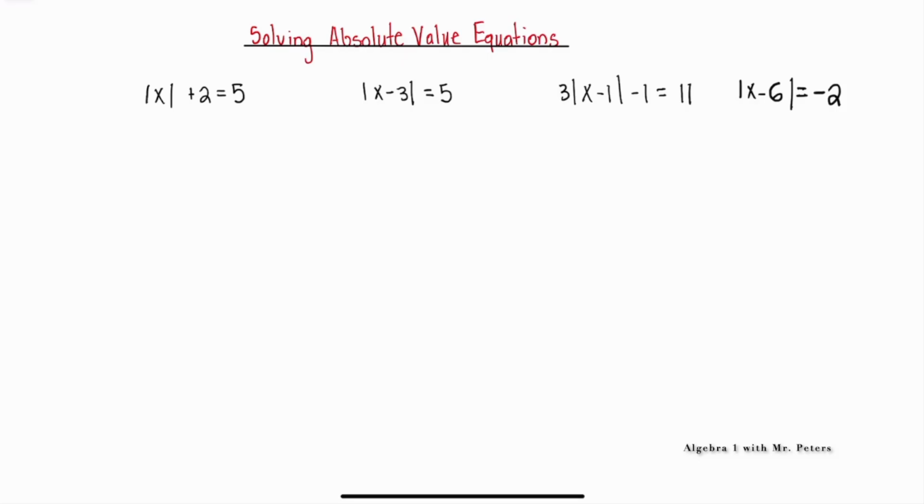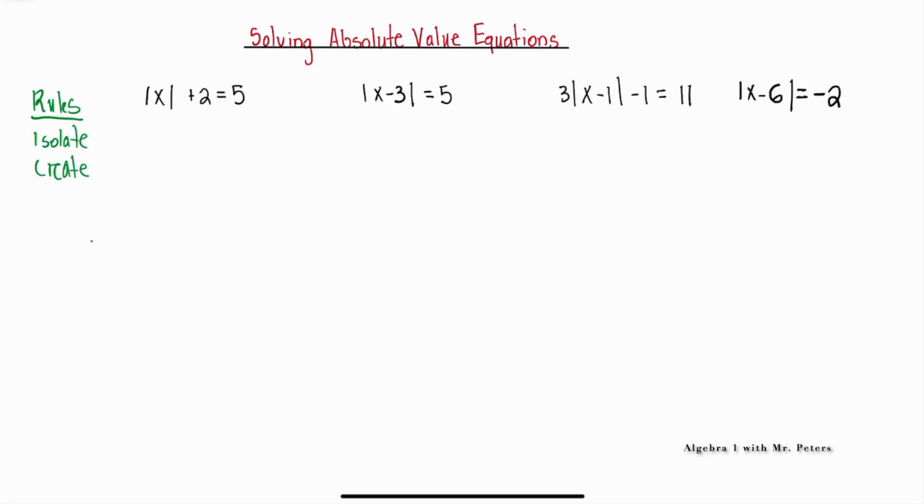Let's get started. When we start off with this topic of absolute value, we have to understand the basics. When I teach this, I like to use three rules to break this topic down, which are isolate, create, and then check/confirm.